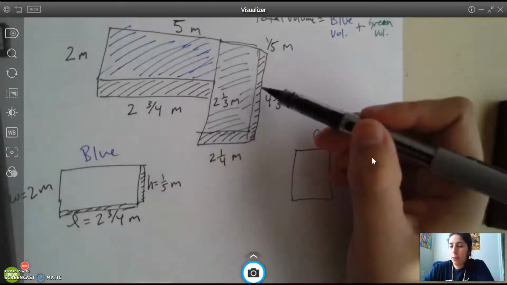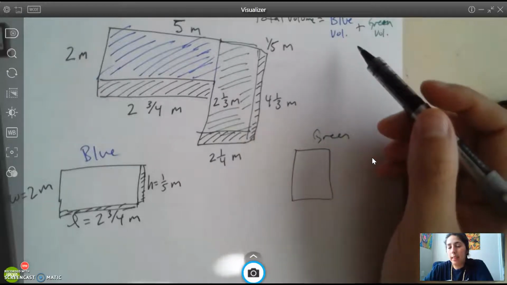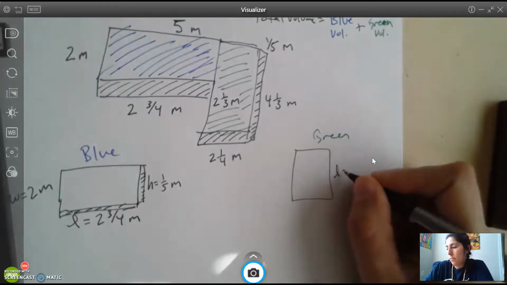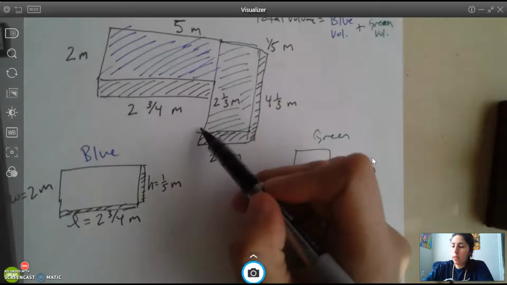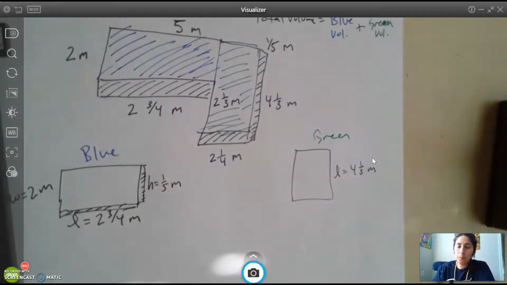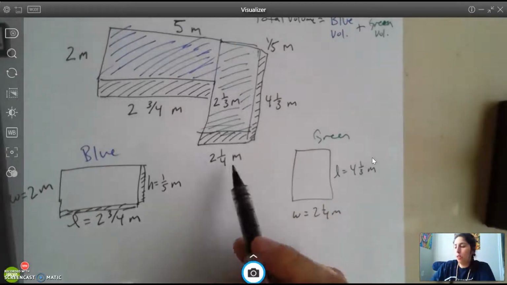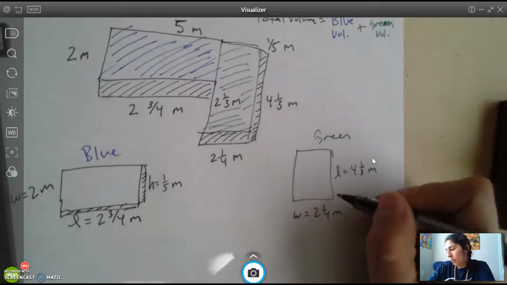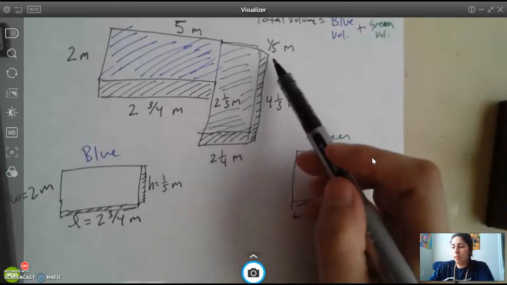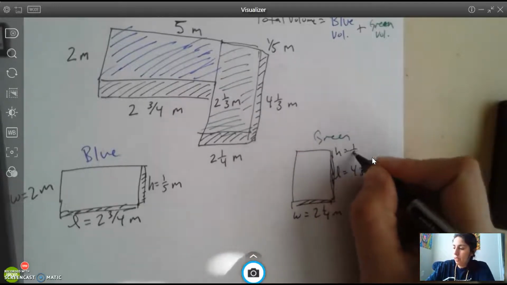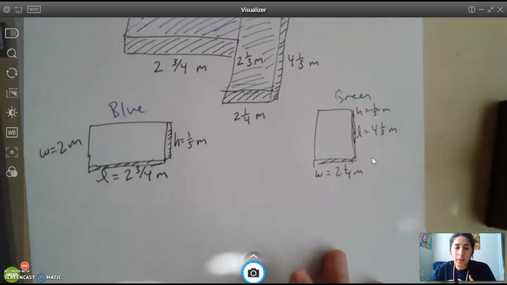Length, go ahead and look at this picture and determine the length of the green rectangle. Take 3 seconds. What is the length? We should realize it's 4 1/3. Go ahead and look for the width in this green rectangle. And it's 2 1/4. The height, remember this is a 3D shape, is the same throughout the figure and it's 1/5. So height is 1/5 of a meter. Okay, I have the dimensions that I need for blue and my green rectangle.